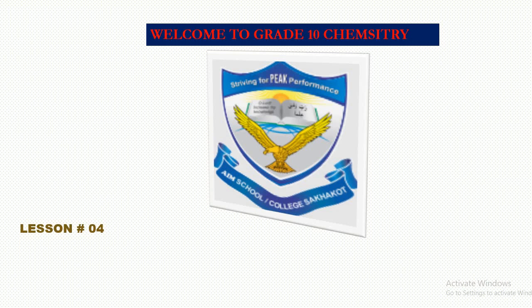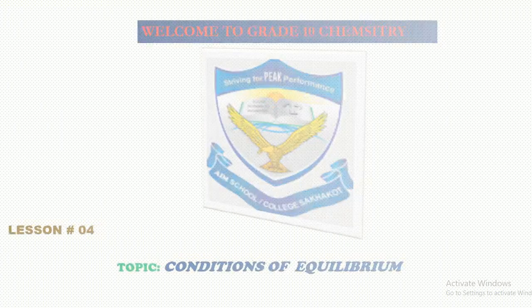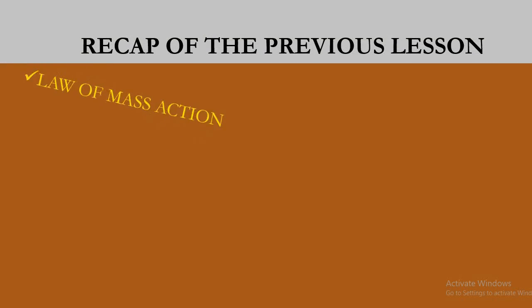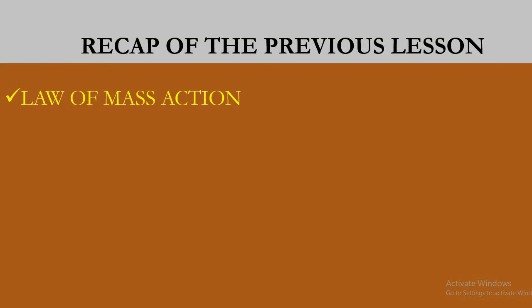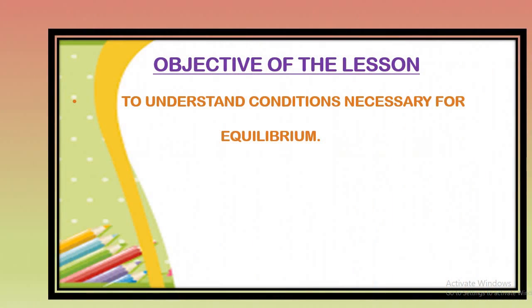It's our fourth lesson and our topic is conditions of equilibrium. Before moving forward, let's have a reminder of the previous lesson. We discussed the law of mass action and we derived an equation for the equilibrium constant. Objectives of today's lesson are to enable students to understand conditions necessary for equilibrium.